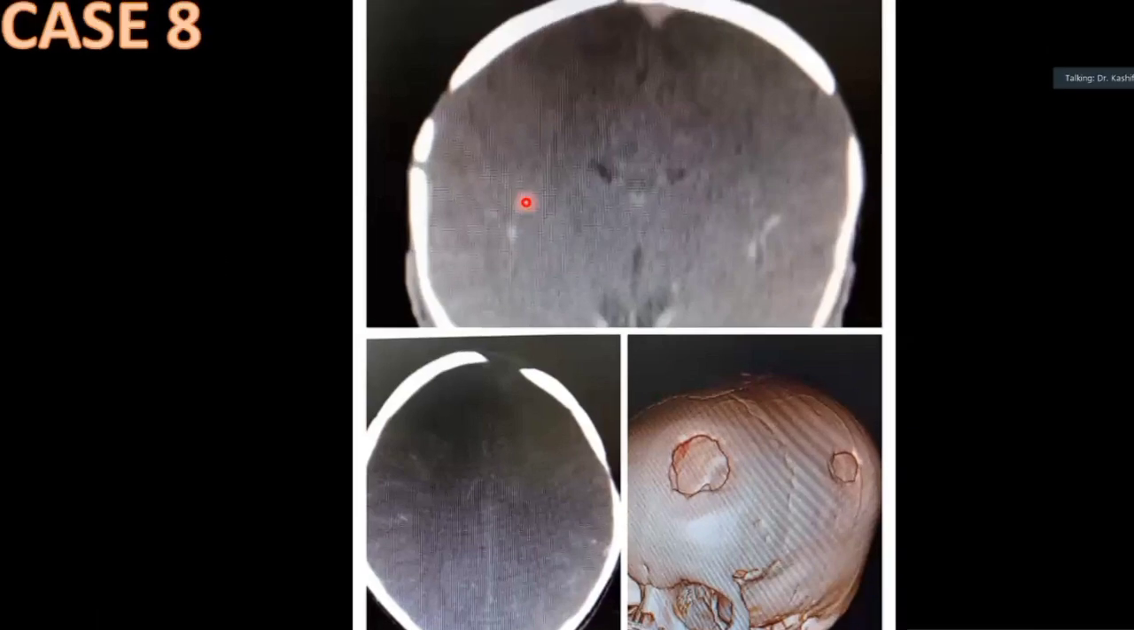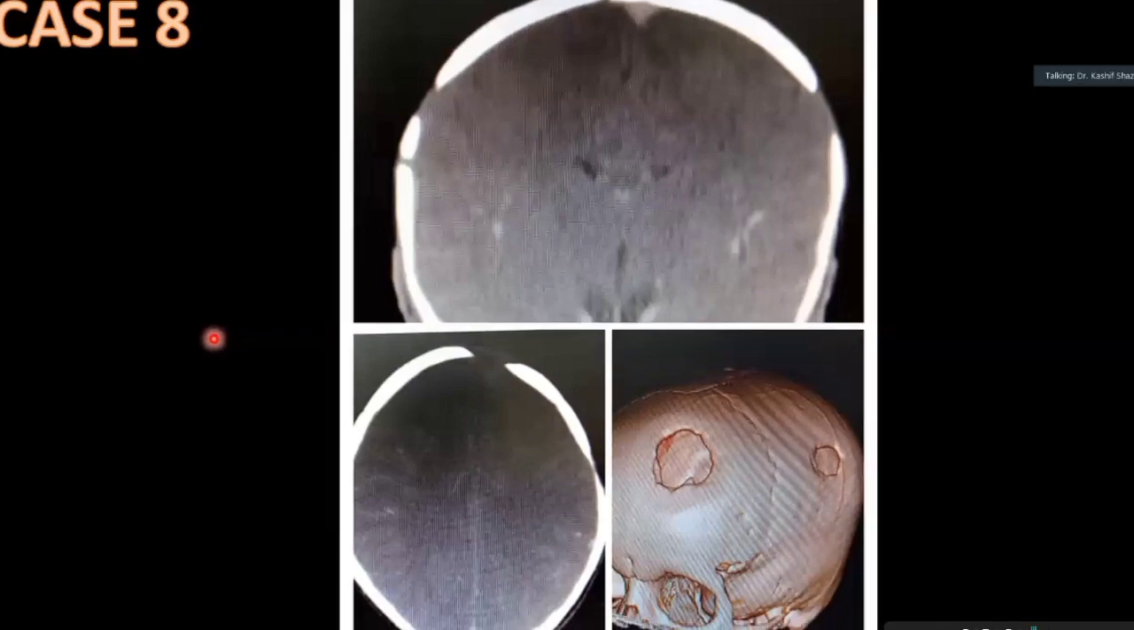So everyone can see that there are multiple lytic lesions and there are beveled margins. These are called beveled margins. And these are geographic in appearance, and these are multiple in the skull. So the first differential diagnosis is eosinophilic granuloma, histiocytosis X. Otherwise, the brain parenchyma is normal and there is no obvious abnormality on contrast CT scan. So this is a case of Langerhans cell histiocytosis.